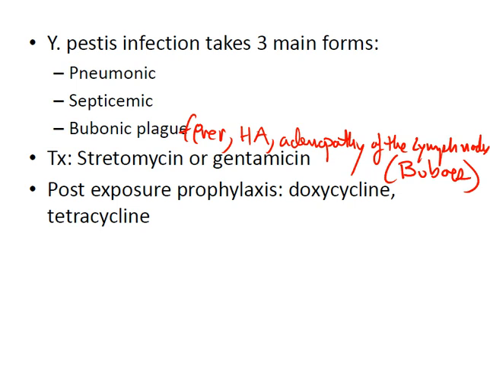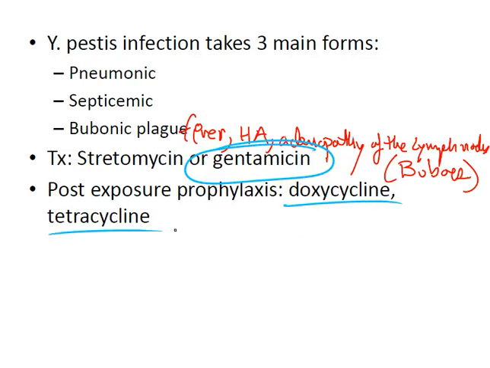The treatment is streptomycin, formerly the drug of choice, but now gentamicin is really the one I would pick on the boards, but it could be streptomycin or gentamicin. I doubt they do both to you. And for post-exposure prophylaxis, we use doxycycline and tetracycline.